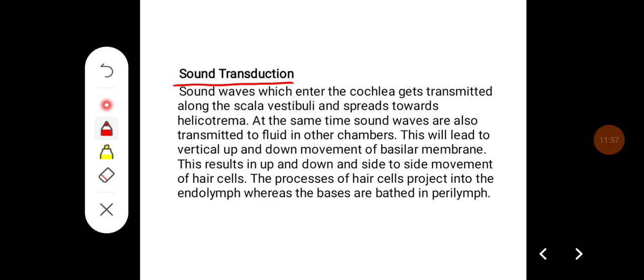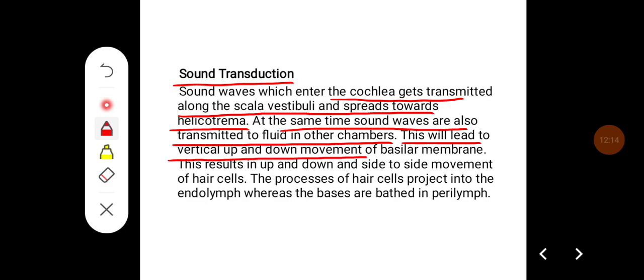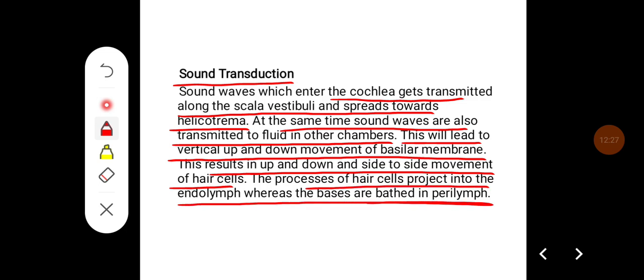Sound transduction. Sound waves which enter the cochlea get transmitted along the scala vestibuli and spread towards the helicotrema. At the same time, sound waves are also transmitted to the fluid in other chambers. This will lead to the vertical up and down movement of the basilar membrane. This results in up and down and side to side movement of hair cells. The hair cells project into the endolymph, whereas their bases are bathed in perilymph.